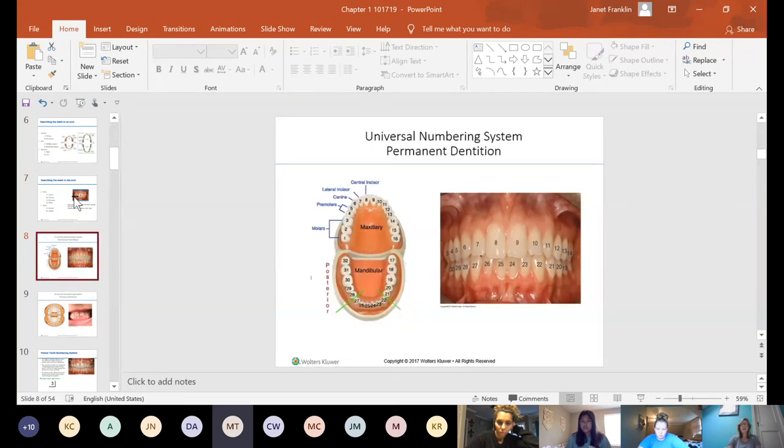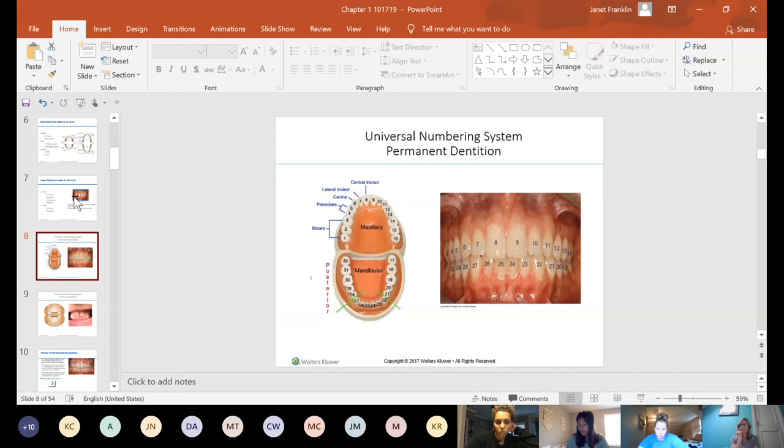So we have something called the universal numbering system that we use. We have one for the primary dentition and one for the permanent dentition. In the universal numbering system, the permanent dentition has 32 teeth, including the wisdom teeth. Each tooth is assigned a number. We would start in the upper right, and the very back tooth would be a wisdom tooth, and that's tooth number one. And then we're going to count all the way around. Number two would be the second molar. Number three would be the first molar. And then we're going to go all the way around.